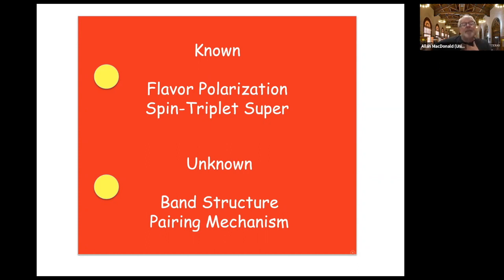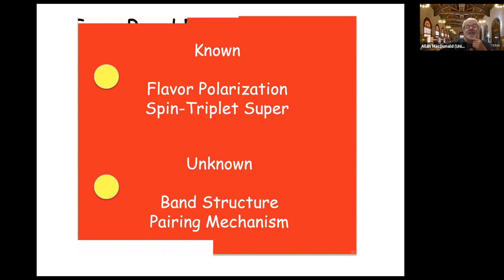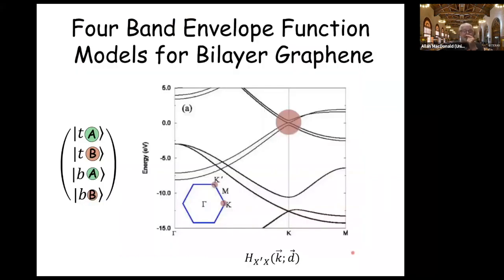That's one thing that we know about magic angle twisted bilayer graphene. And we also know, I believe, that the superconductivity is spin triplet superconductivity. There are lots of things we don't know, but I think we're making progress, and I'll talk about that towards the end of my talk.